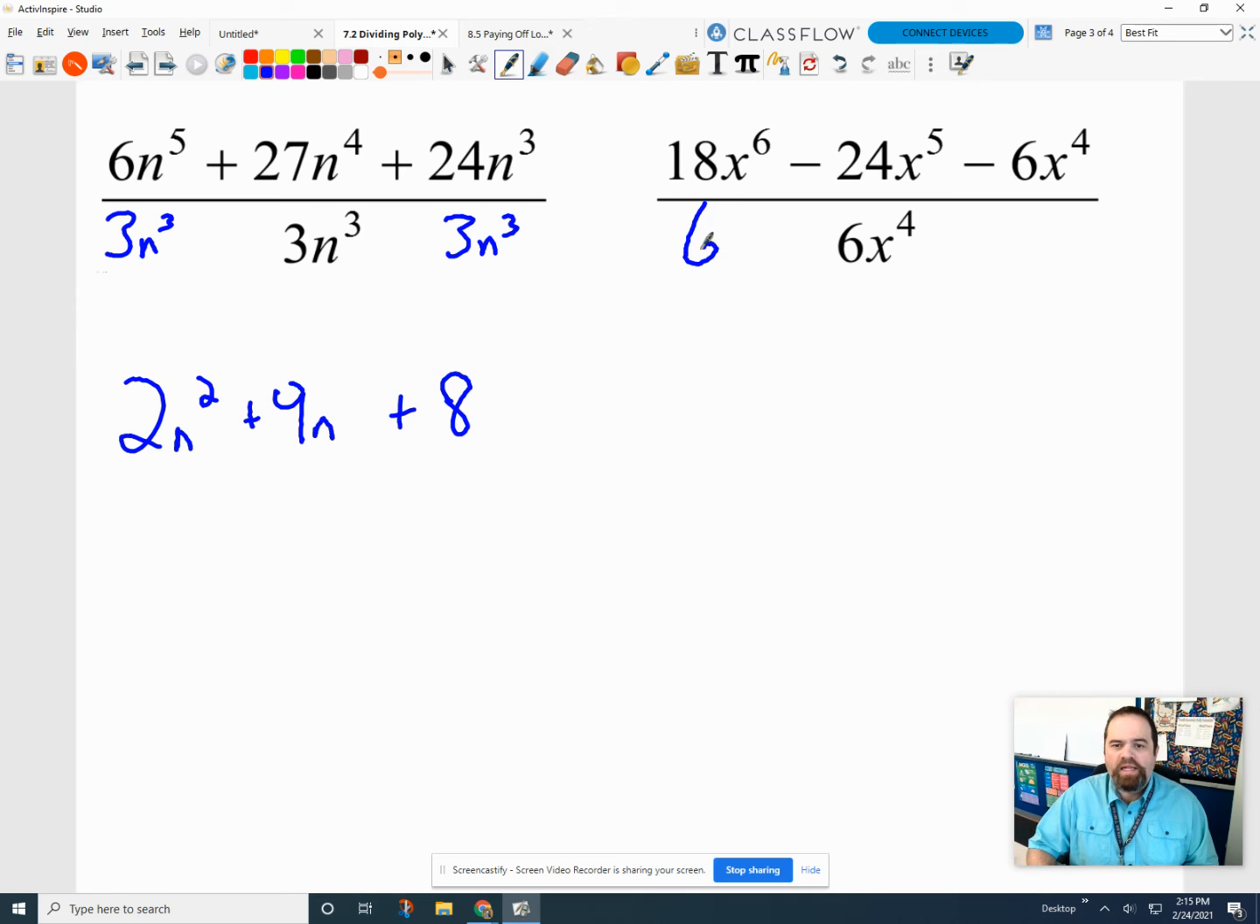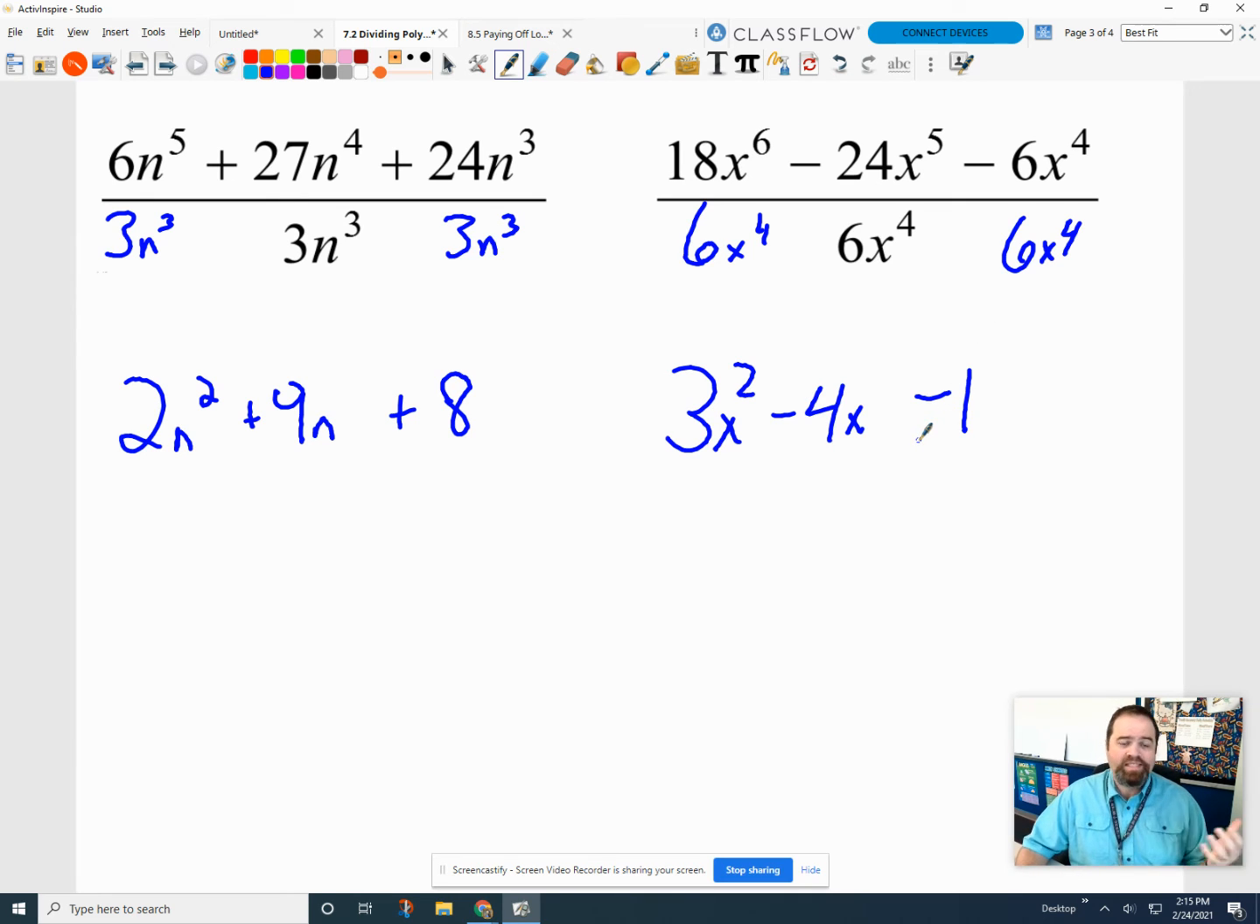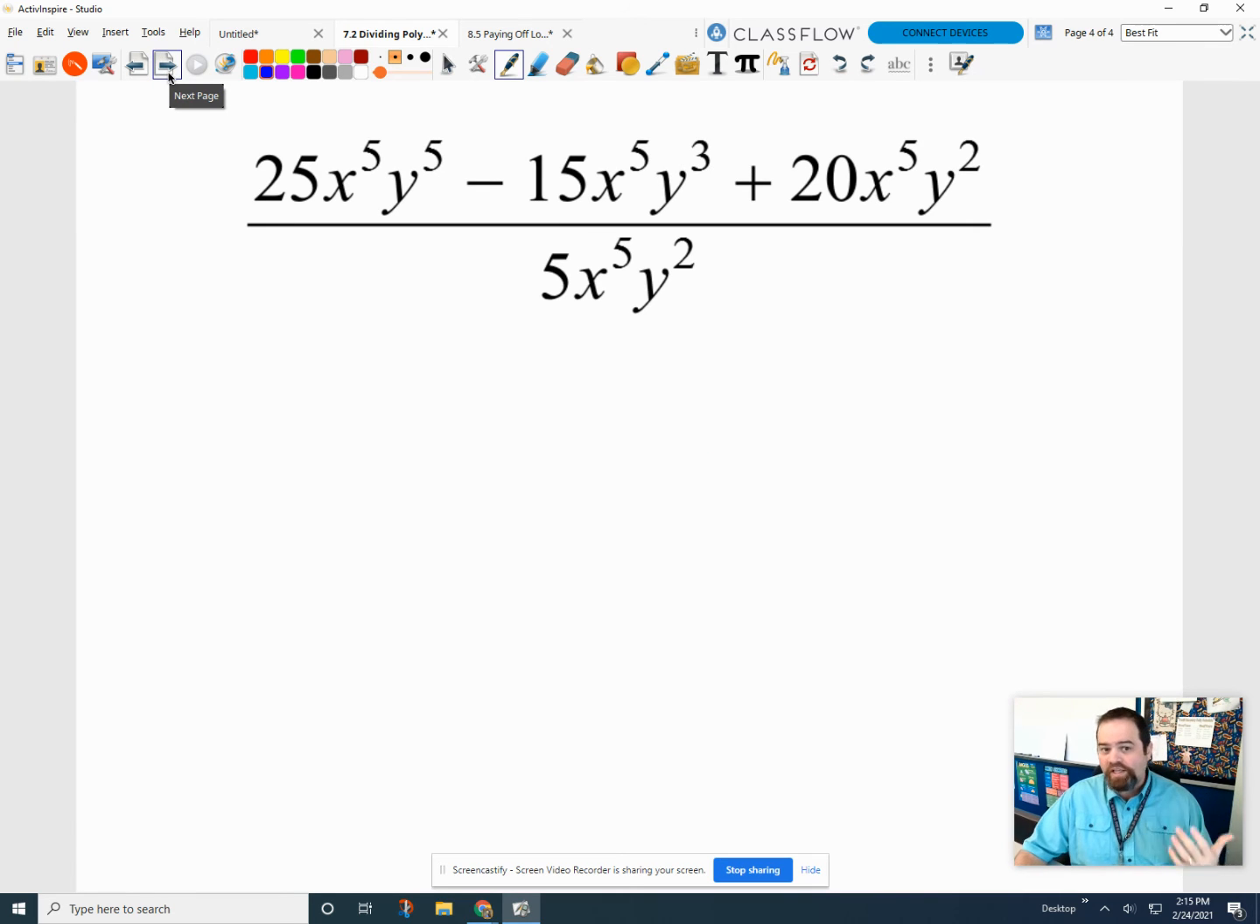Okay. Again, 6x to the 4th divided out of each term. So that's going to leave me a 3x squared minus 4x and minus 1 on the end. Everything over here cancels out, but since we're dividing, it's going to be left as a 1. So that's it. You might see some of these with multiple variables in them. Don't let that throw you off. Just one little piece at a time.